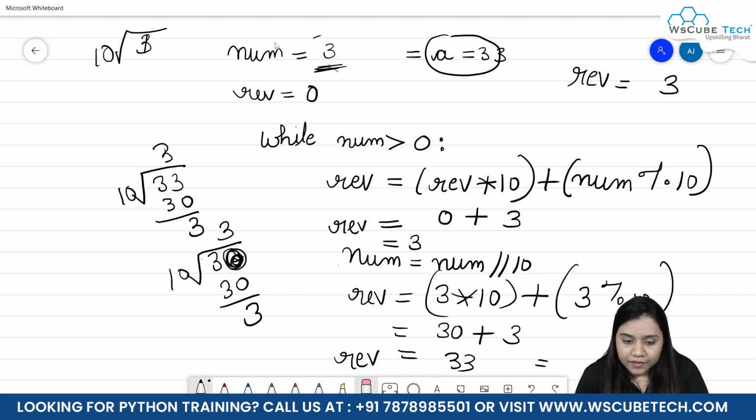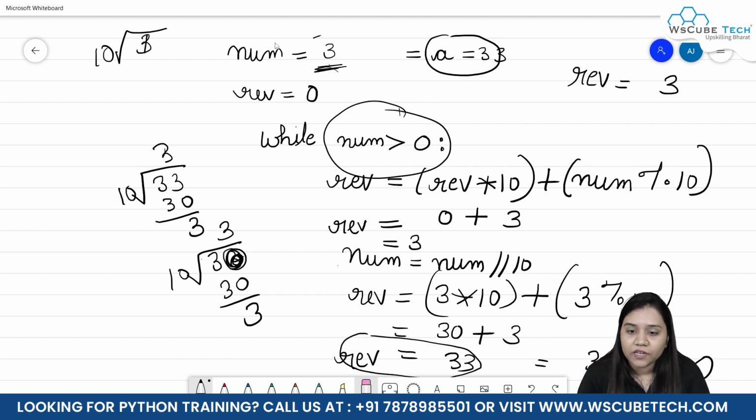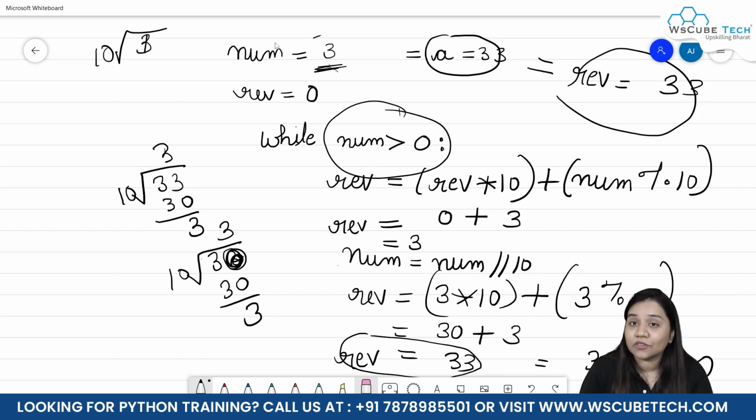And for the number, now number is 3. 3 floor division 10 will give 0. So here our loop will stop and we have also received our reverse number, that is 33. Now what we need to do, we need to compare this 33 with A, that if this reverse is equal to A, then the number is palindrome, else it is not palindrome. Now if you have understood this, we will be using this logic inside our program.